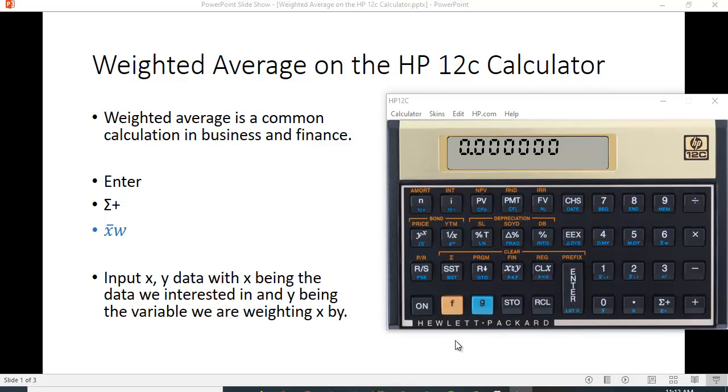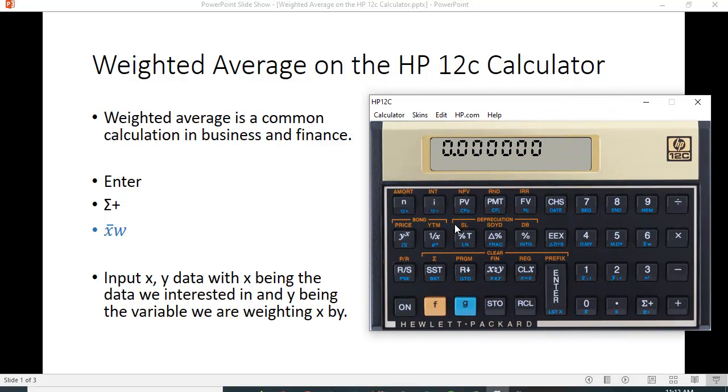Let me show you how to do weighted average on the HP 12C financial calculator. Turns out weighted average is quite a common calculation in business and finance. The three keys you're going to be using on our calculator here are the enter key, the sigma plus key, and then in light blue, because you have to hit this light blue function key under the six, the X bar W. So that tells you it's a weighted mean.